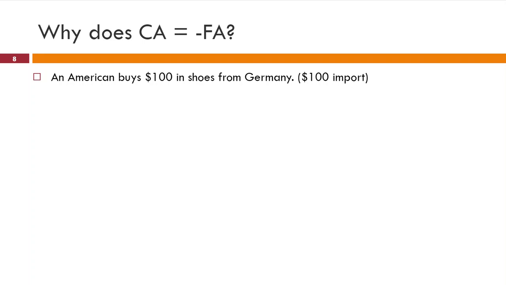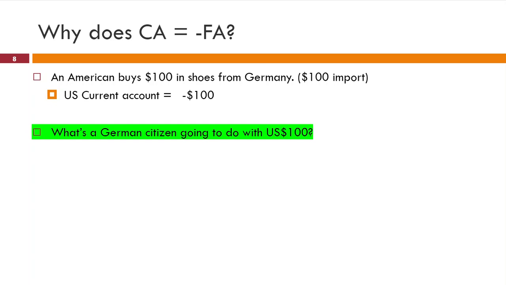And that transaction, hopefully you should be able to follow along and see that that transaction shows up as the US current account going negative. The American sends $100 to Germany, the current account goes negative, and we receive the shoes in return on the current account as well, but the current account tracks only the movement of the dollars. But this leads to a kind of obvious question. What is a German citizen in Germany going to do with $100 American dollars?